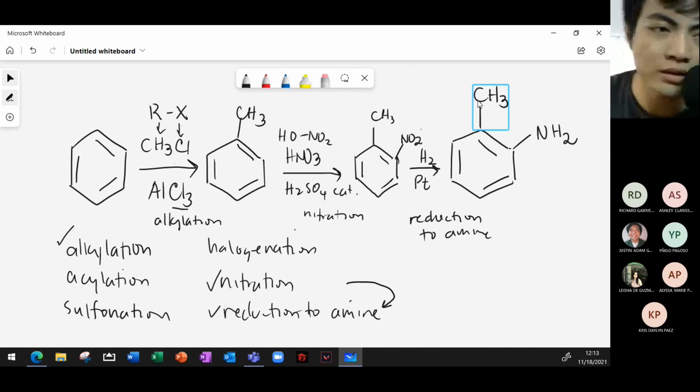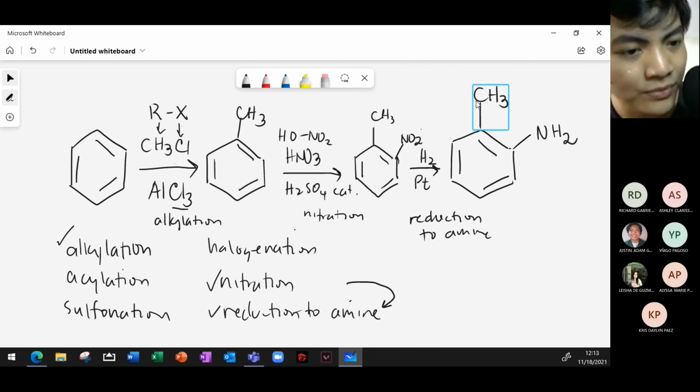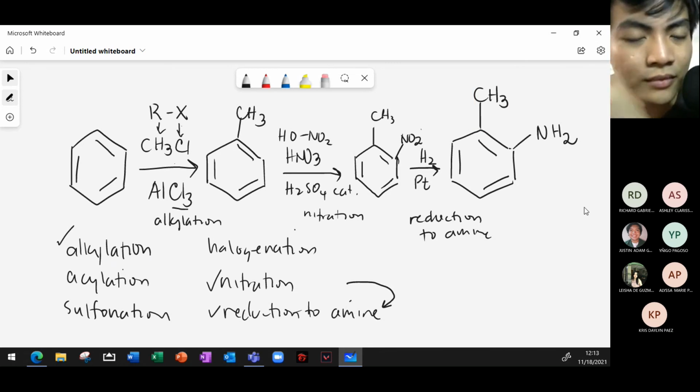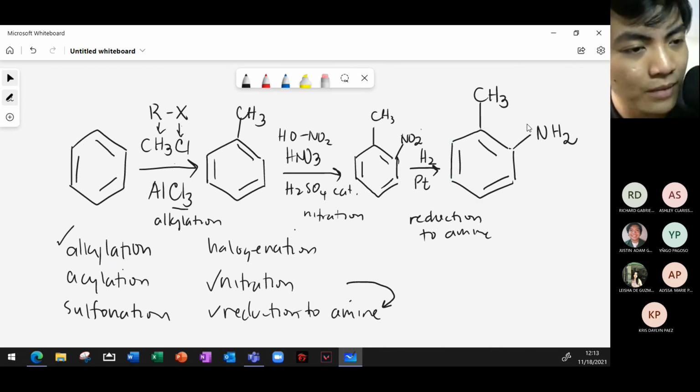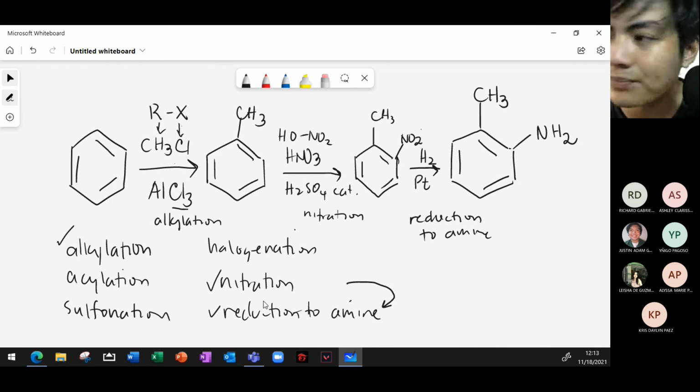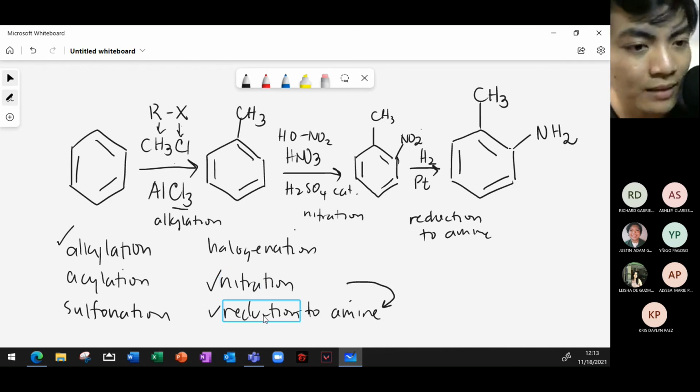Kunwari, nakita ko, ang dinugtong ko ay CH3. So, alkyl group yon. So, mag-alkylation ako. Dito, meron akong amino group, NH2. So, saan ba galing yung amino? Sa nitro, di ba? So, kailangan ko ng nitration at the same time, kailangan ko ng reduction to amine. Tandem sila pag nakakita ka ng NO2.